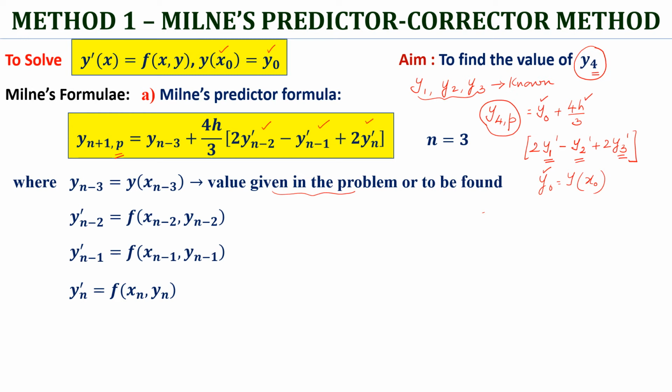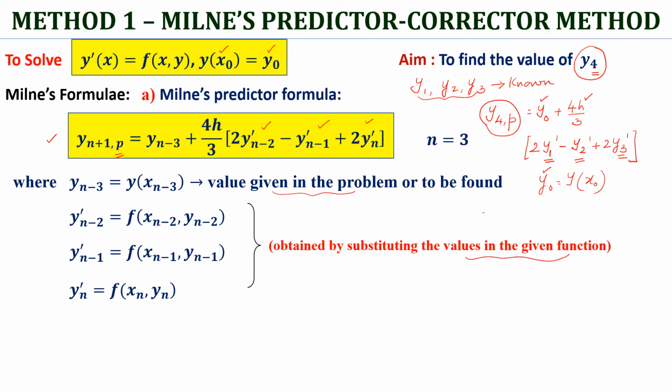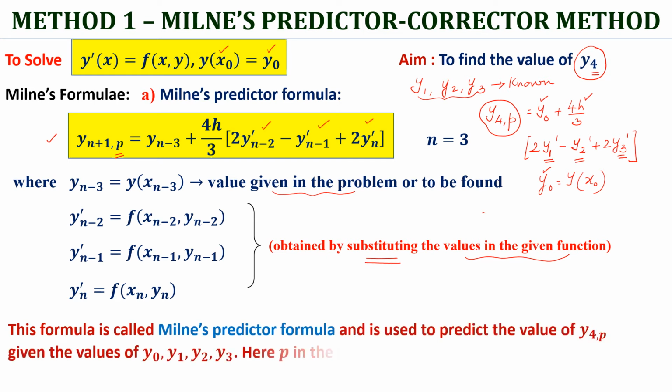So this formula, which I have written here, is called the Milne's predictor formula, and it is used to predict the value of y4. I have written here that this is obtained by just substituting the values in the given function. There's nothing else that you need to do, just a substitution. That's the easiest part.